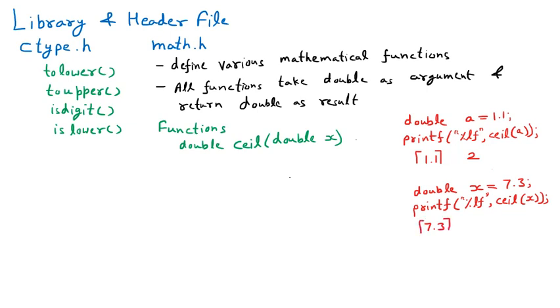Ceiling, you can see the symbol has a bar above, meaning what is the value above? For 7.3, the value above is 8. So the answer of this will be 8. Here we are finding the ceiling.